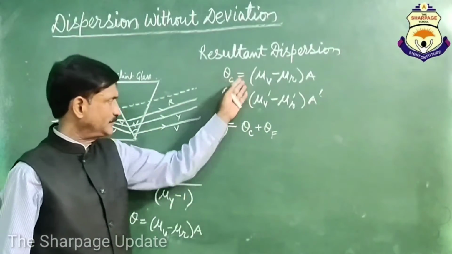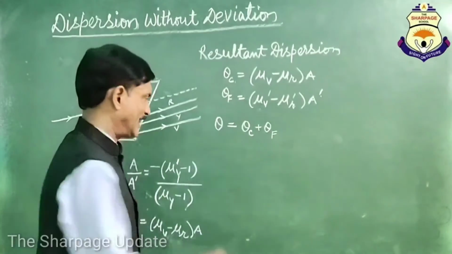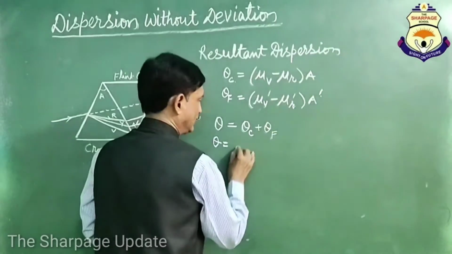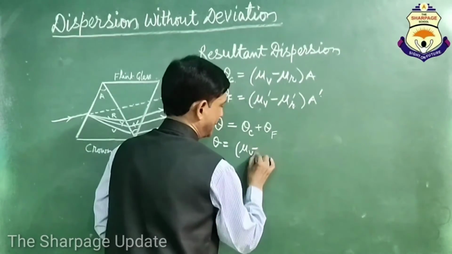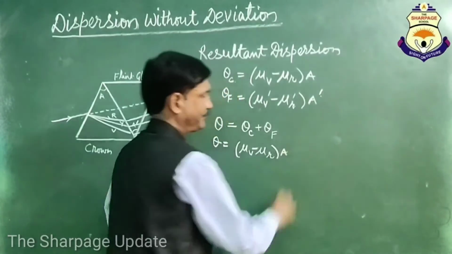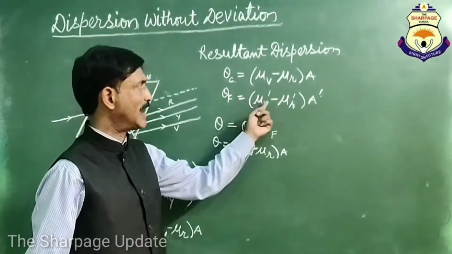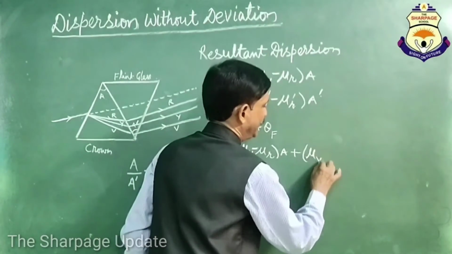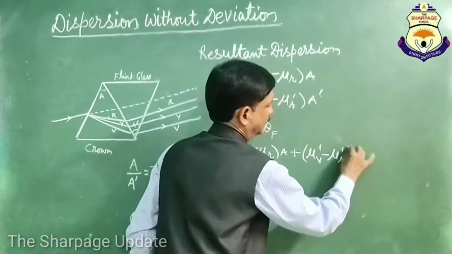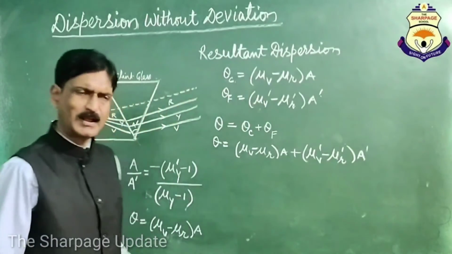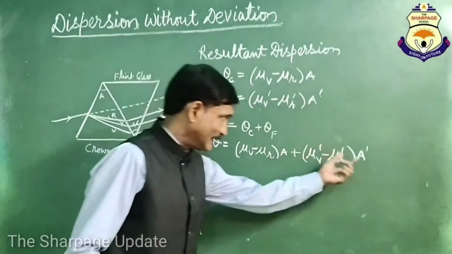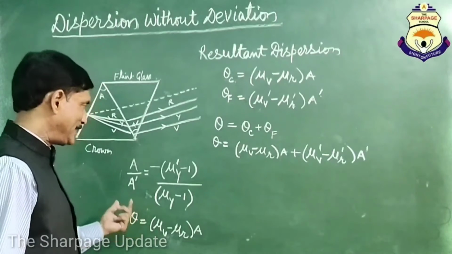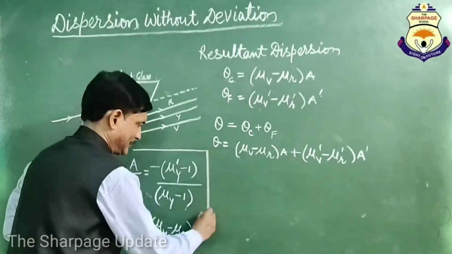Now, we can substitute the value of theta c and theta f in this step. So, we get theta equal to mu v minus mu r into a, plus mu v dash minus mu r dash into a dash. Now, friends, here the value of a dash, meaning the value of the angle of prism, can be calculated with the help of this relation.